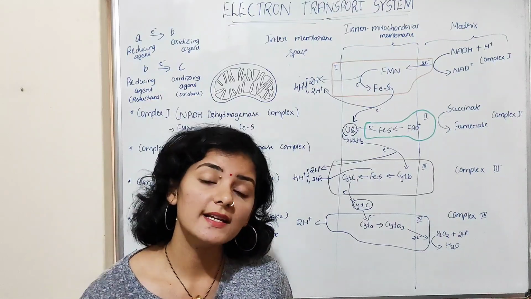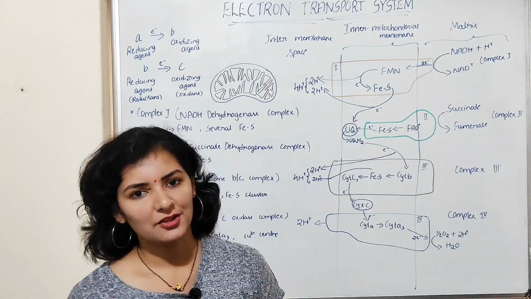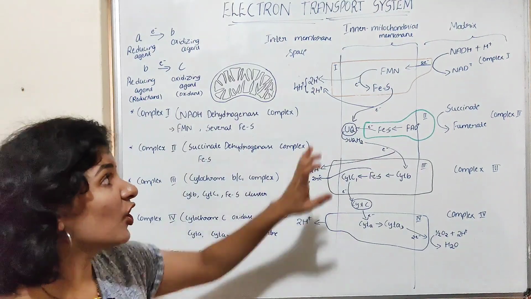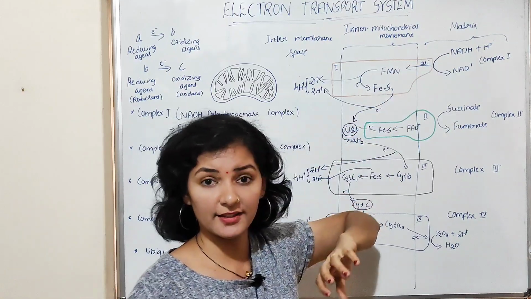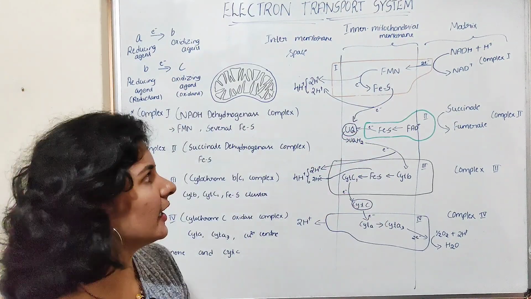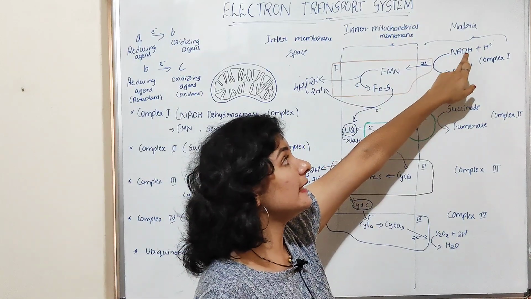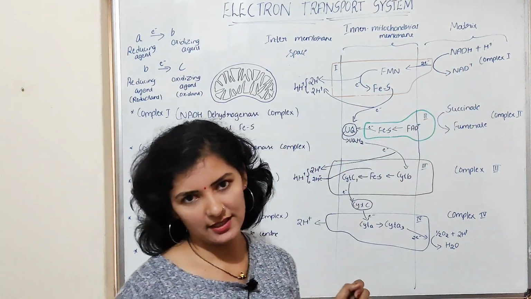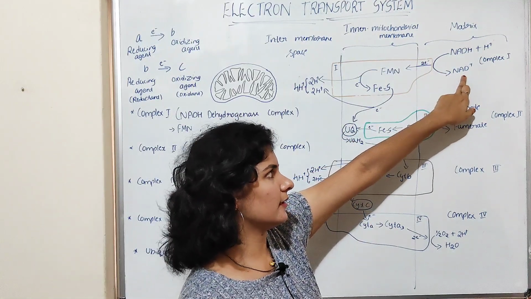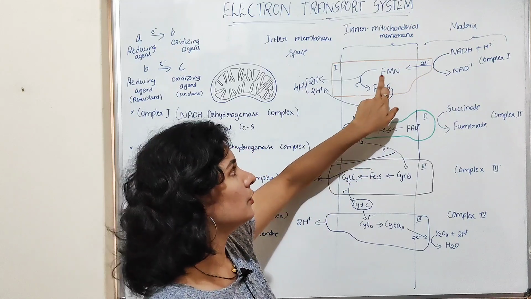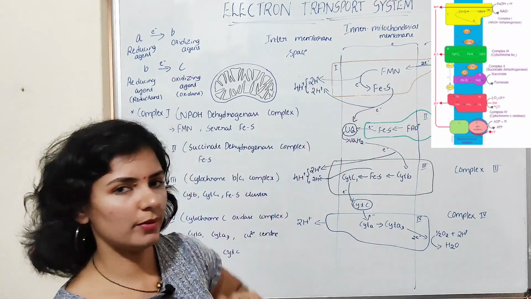Now we'll study how exactly the electron is transported between different carriers in the electron transport system. In the beginning, complex 1 receives the electron from the reducing agent, that is NADH. NADH will donate the electron to the FMN carrier of complex 1. Meanwhile, this NADH gets oxidized to NAD+. So NADH, upon donating 2 electrons, gets oxidized to NAD+, and these electrons are donated to FMN, the flavin mononucleotide carrier of complex 1.